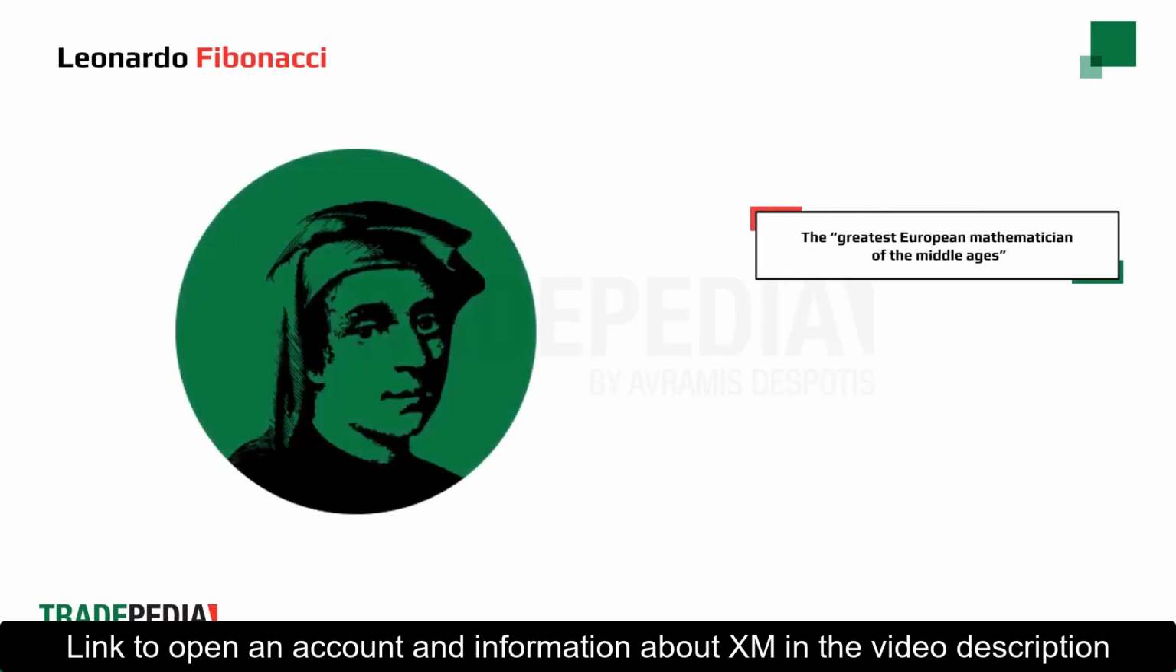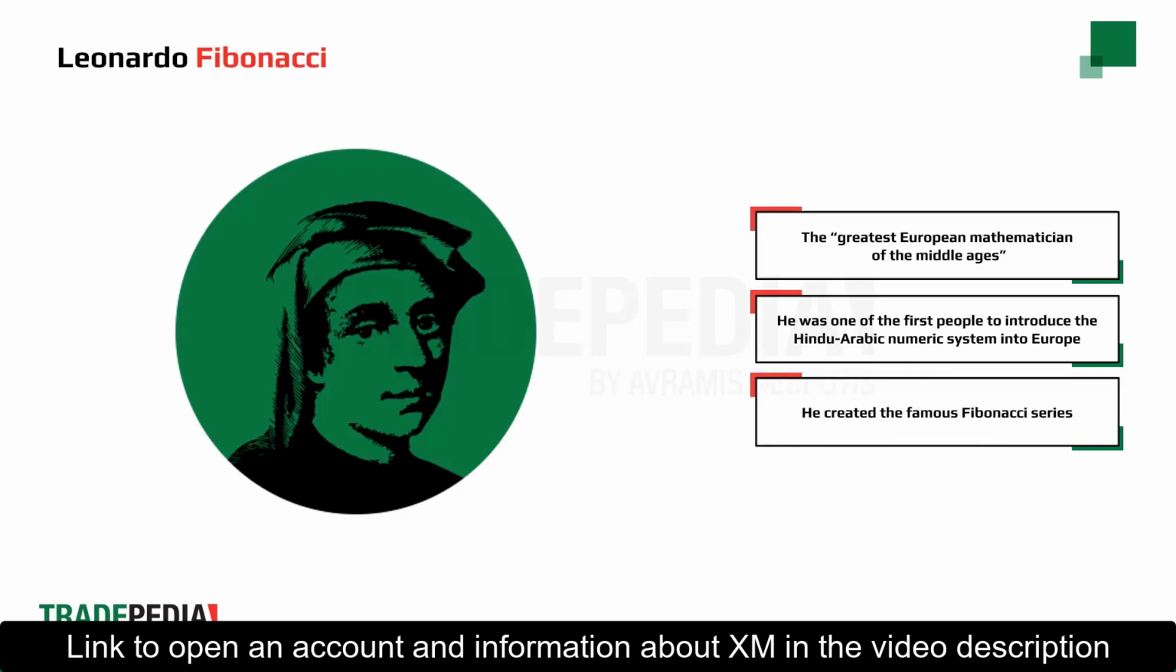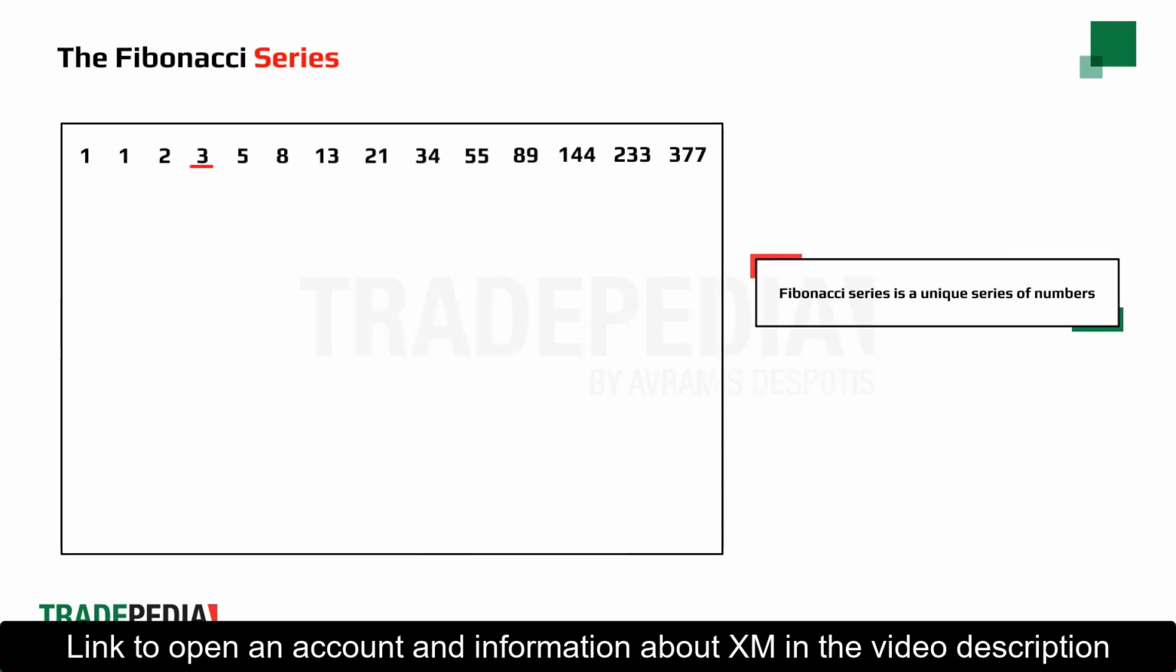Leonardo Fibonacci was known as the greatest European mathematician of the Middle Ages. He was one of the first people to introduce the Hindu-Arabic numeric system into Europe and created the famous Fibonacci series. The series goes 1, 2, 3, 5, 8, 13, 21, 34, 55, 89, 144, 233, and 377.